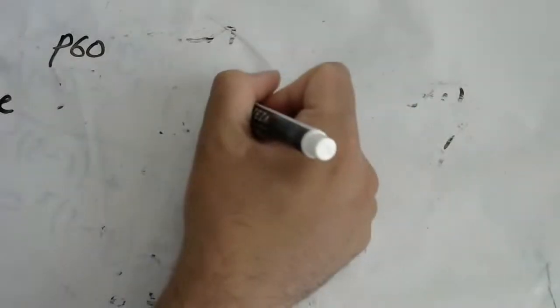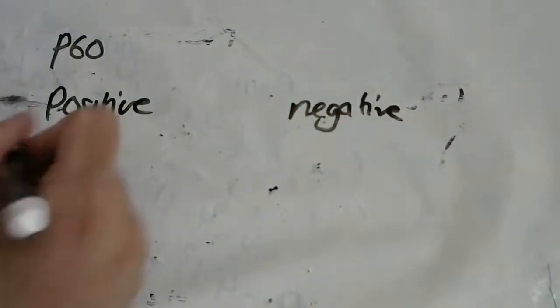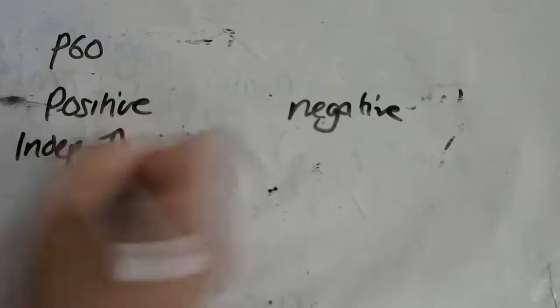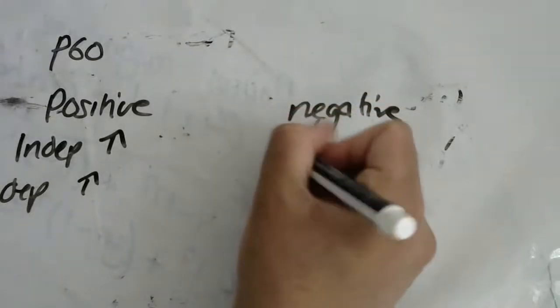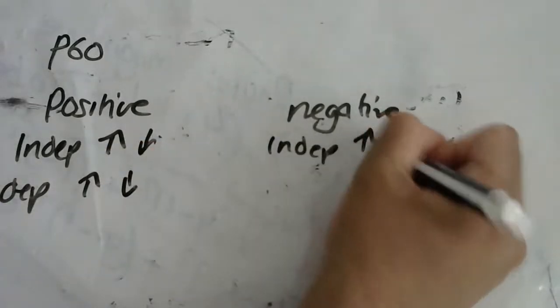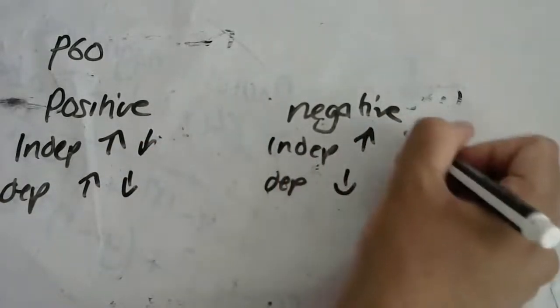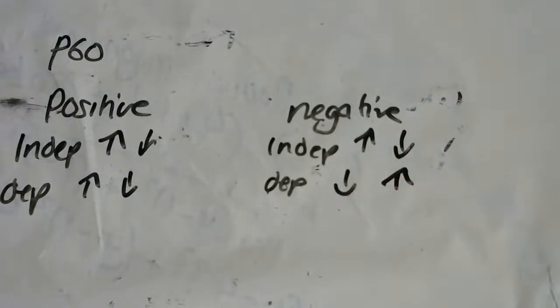So you've got positive and negative. So for the positive correlation, as the independent goes up, so does the dependent. And then for the negative, as the independent goes up, the dependent goes down. And if the independent went down, the dependent would go up. So those are how positive and negative correlations work.